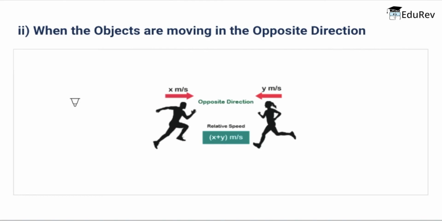Let's move forward and understand when both the objects are moving in the opposite direction. Let's say you are going from Bombay to Pune and your friend is traveling from Pune to Bombay, in opposite directions. Then we can say that the relative speed is A plus B, or in this case X plus Y, the sum of the two velocities.